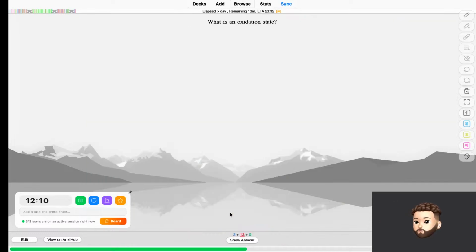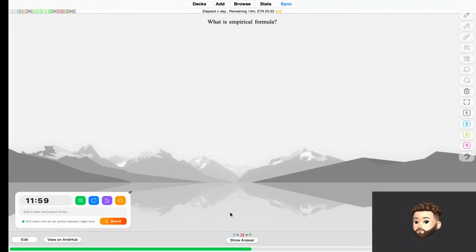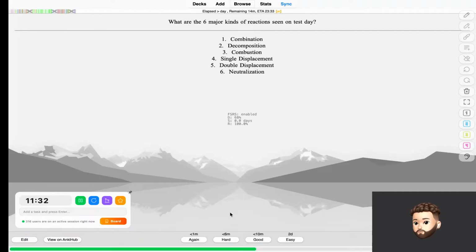What is an oxidation state? It is the hypothetical charge, assuming that all the bonds were ionic. It is the simplest whole number ratio of atoms in a compound. Combination, combustion, decomposition, neutralization, single replacement or single displacement, and double displacement.